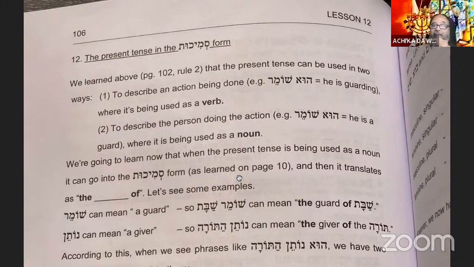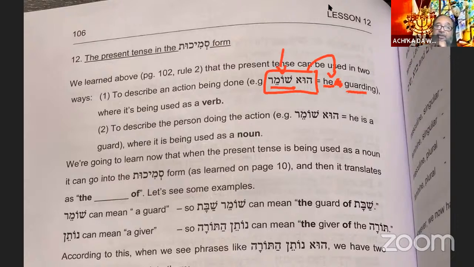They told you on page number 102, rule number 2, that the present tense can be used in 2 ways. Because we're talking about the present tense, an action that's being done in the present. So not an action that has been done in the past, but one that is being done currently, right now. So when we say who shomer, we know from our vocabulary that who is he. Is doesn't exist, it's implied. And then the shomar, right before, I just say shamar is to guard. But now that I'm saying guarding, I'm going to put this vav right here in it, right after the first consonant, and now it's shomer.